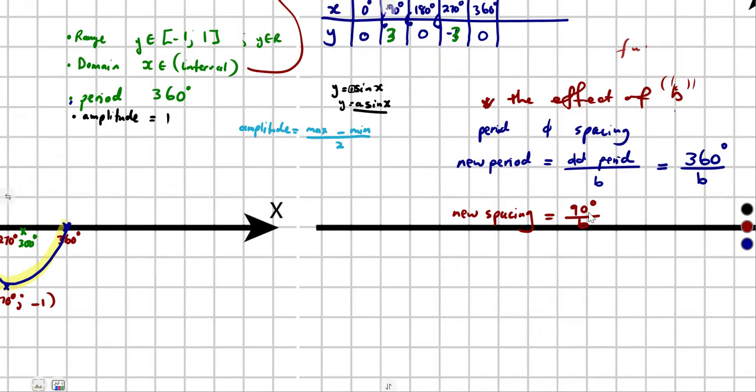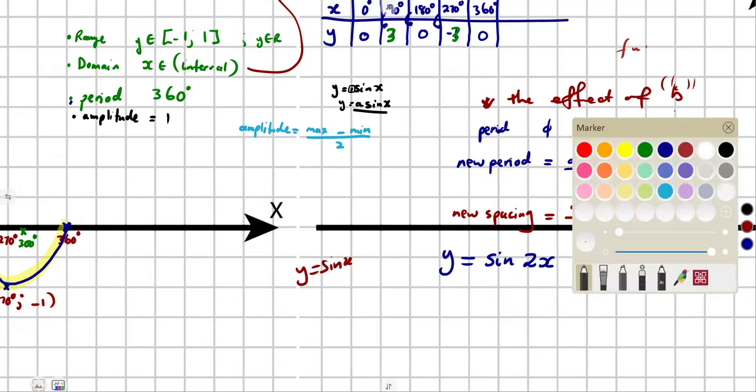So meaning to say, in our case, if we were to have this effect, let's say we are to draw the graph of y is equal to the sine of 2x, sine bx, from the graph of y is equal to the sine of x, which had a period of 360 degrees, and we know its spacing is 90 degrees.